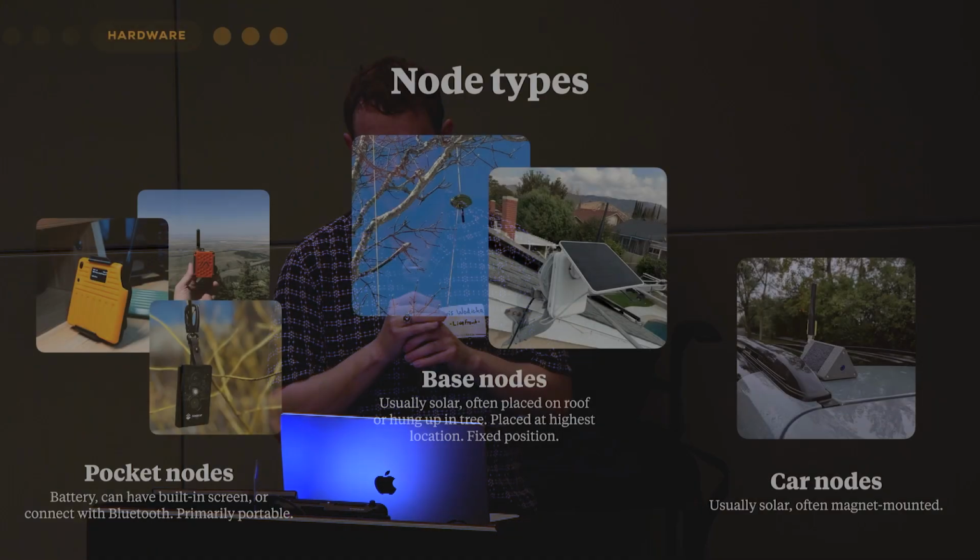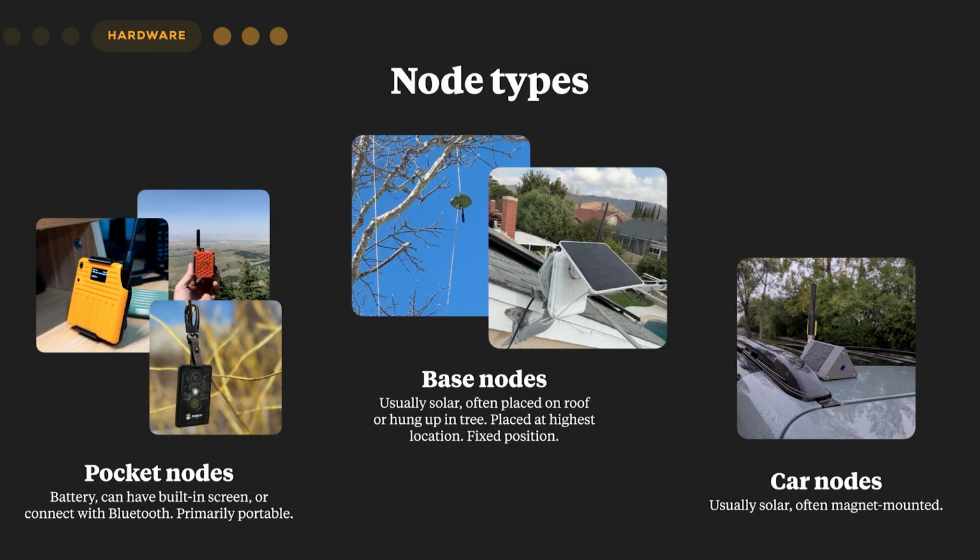And then another one is car nodes. Sometimes people will magnet mount these on the top of their cars to act as more of a mobile base station for themselves. It's pretty common in the mesh community for people to have multiple nodes. You might have your little pocket one, like I mentioned, and you might have one strung up in your tree or mounted on your house. But you don't have to do it. You can interact however you want.